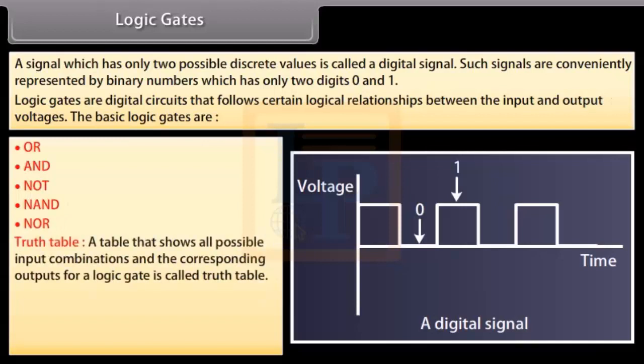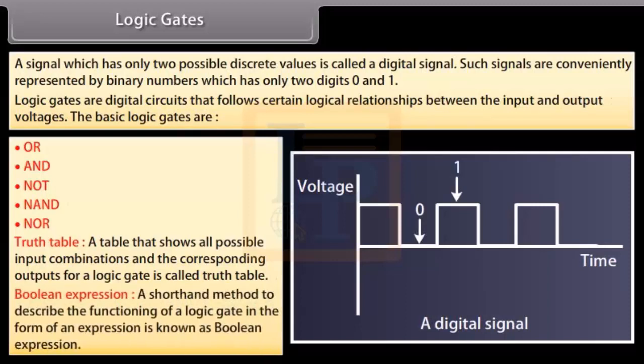Truth table. A table that shows all possible input combinations and the corresponding outputs for a logic gate is called a truth table. Boolean expression. A shorthand method to describe the functioning of a logic gate in the form of an expression is known as Boolean expression.